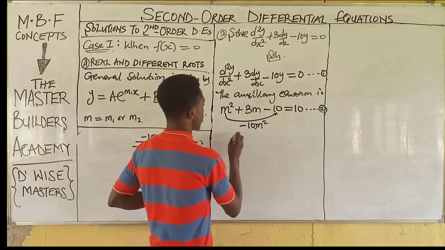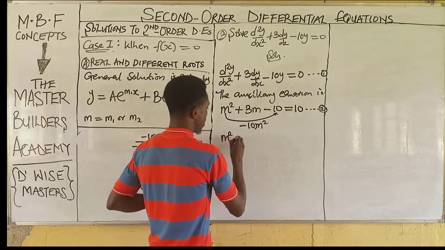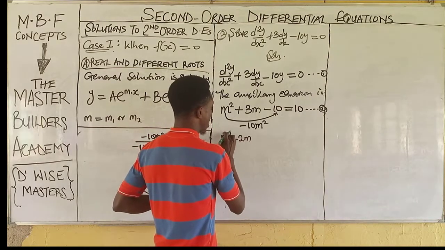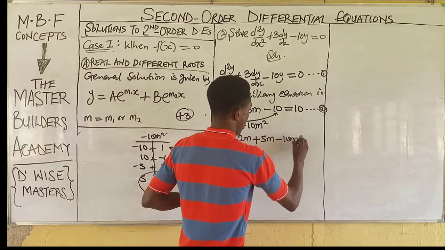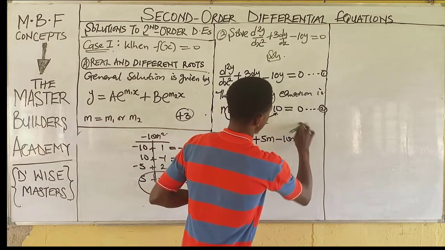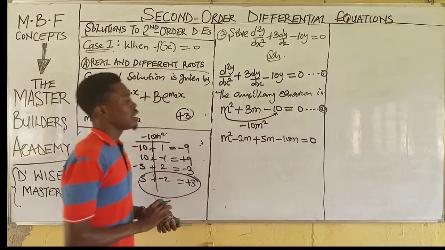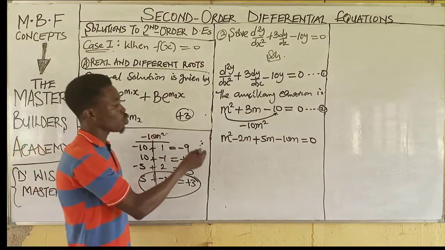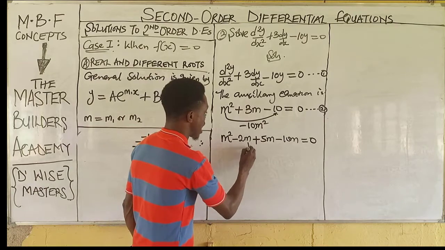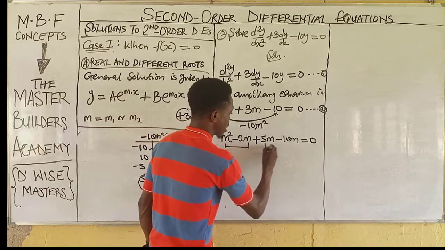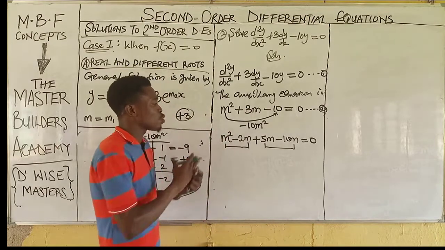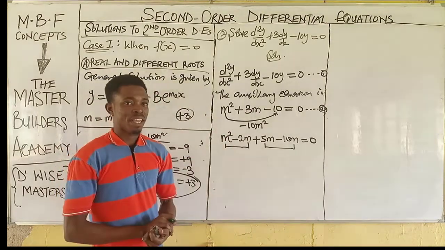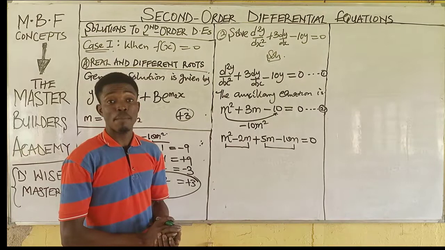Mathematically, this would have given us m squared minus 2m plus 5m minus 10 equal to 0. Now, the next thing we are quickly going to do here is to group these terms into 2 categories. The first 2 terms and the last 2 terms. Now, between the first 2 terms, what is common? The only thing that is common here is m.